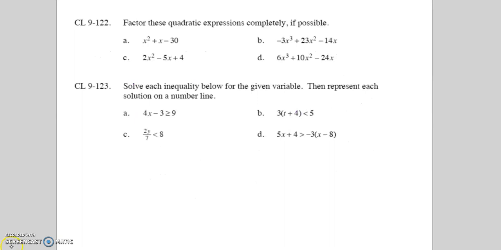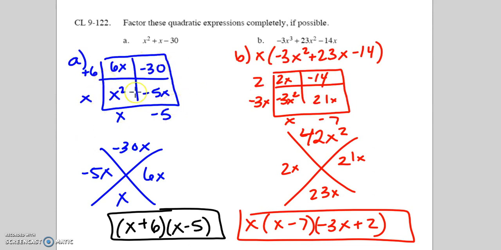1-22, factor these quadratic expressions completely if possible. Alright, so for A, we were looking for two factors of -30x squared that added to x, so 6x and -5x, so we end up with x plus 6 times x minus 5. And for B, you're going to start by pulling out the x, divide out that x first, because it's a common factor, and then you have this trinomial. When you factor that, you end up with x minus 7 and -3x plus 2.